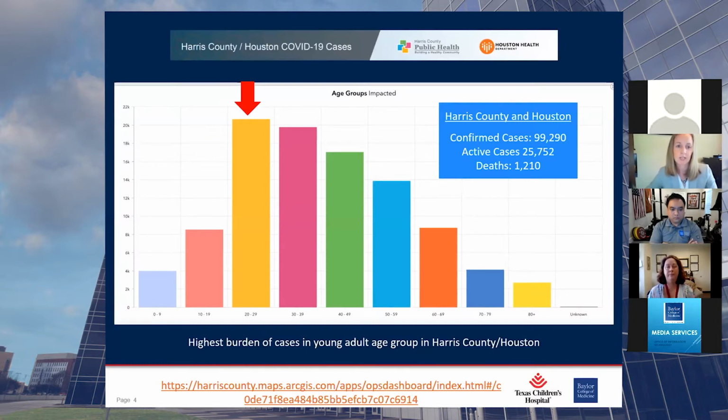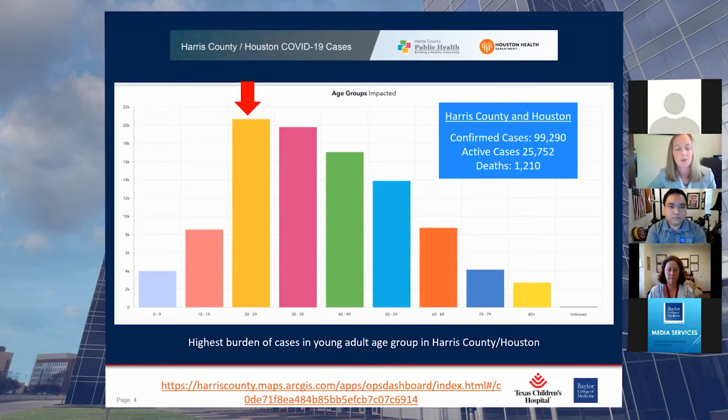When we look at our data from Harris County in the Houston area, and this information is all readily available to everyone here on the Harris County dashboard, what you can see is we have nearly 100,000 cases in the area, 25,000 active cases, 1,200 deaths. But similar to the CDC data, we see that that young adult cohort, the 20 to 29-year-old age group, are also the highest burden or the highest number of individuals that have had COVID-19 in our area.